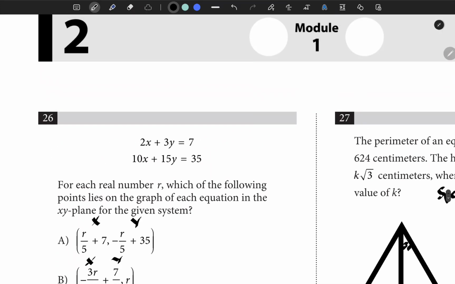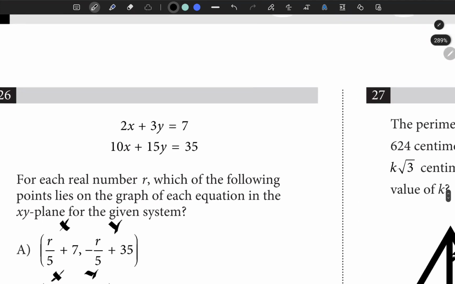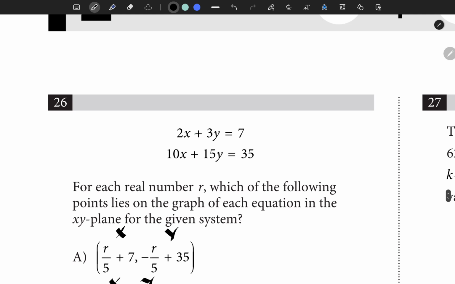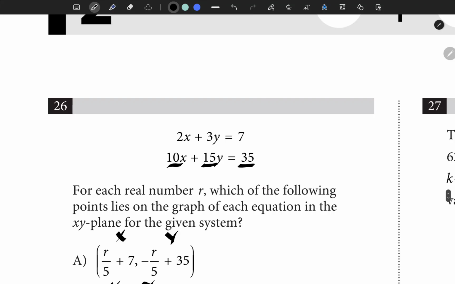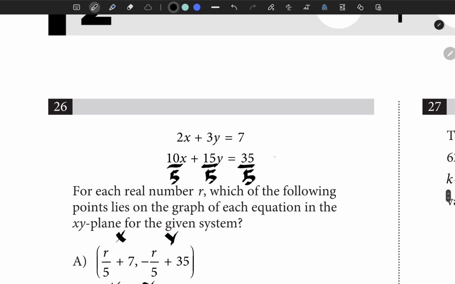Now, I didn't catch this when I was first working on it, but if you notice, the first and second equations are very similar without even knowing it. If you divide this one by 5, you're going to get 2x plus 3y equals 7. The reason this is important is that the only difference between the first equation and the second is that the second equation is getting multiplied by 5.